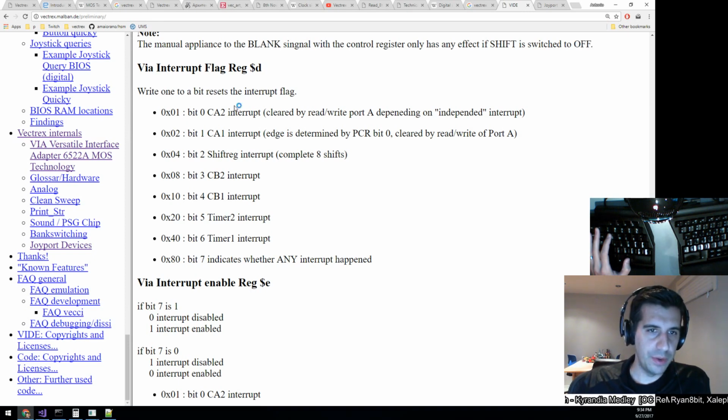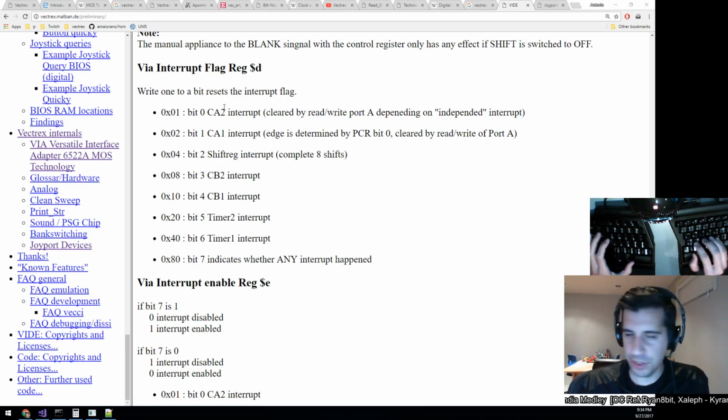Write a 1 to a bit resets the interrupt flag. So that makes sense. Writing 1 to any of these bits will reset. This is the reset flag, right? That's pretty much what I do.